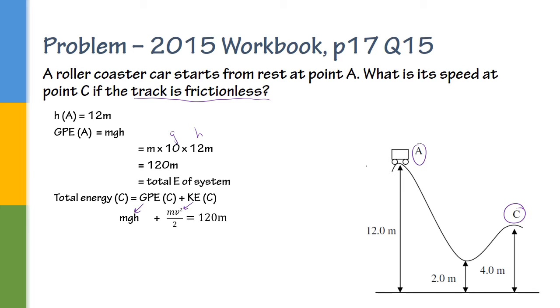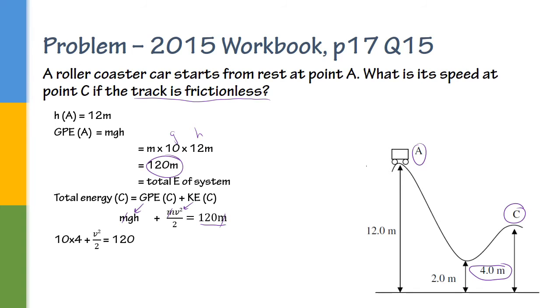We also know that these two things combined must be, of course, equal to the total energy of the system, which we just calculated. That energy will not change. Now each of these features of the formula each contain mass, so we could do just a quick elimination of mass. We can also input the numbers we have. We know that G is always equal to 10. Now the height at point C is equal to 4 meters, so we can put that value in as well.